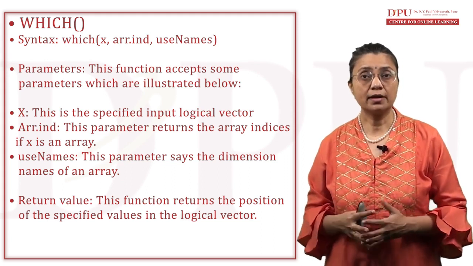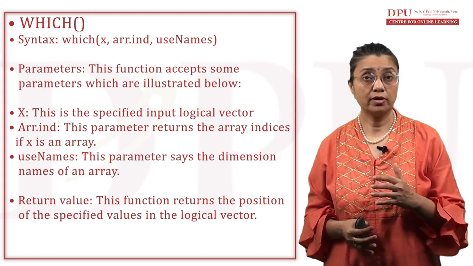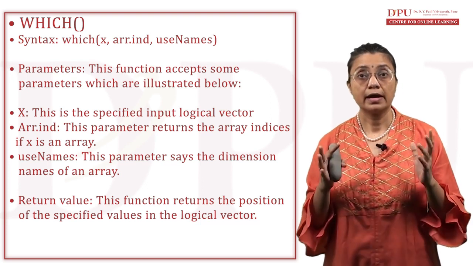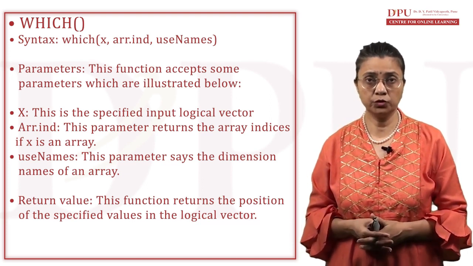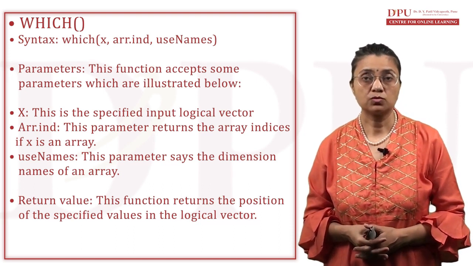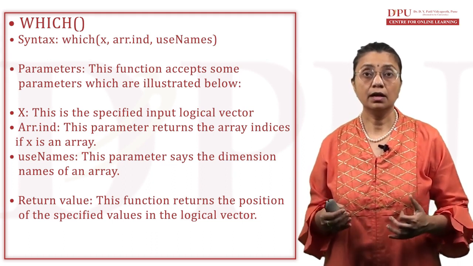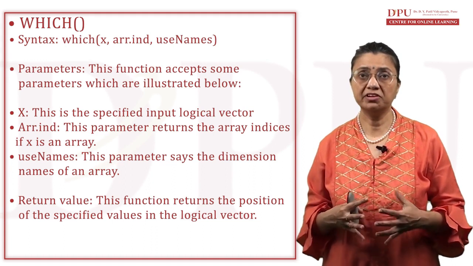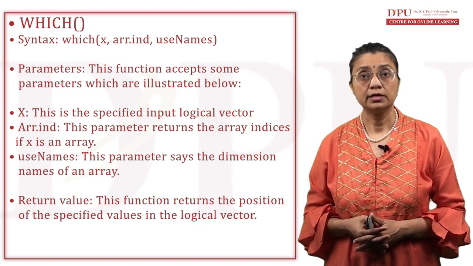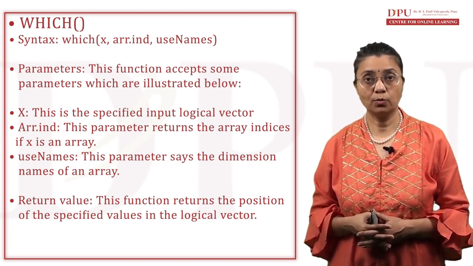arr.ind: this parameter returns the array indices if x is an array. So, if your x is an array, arr.ind will return the array indices. useNames: this parameter gives the dimension names of an array. Now, the return value. Every function returns a value, so what will this function return? This function returns the position of the specified value in the logical vector.